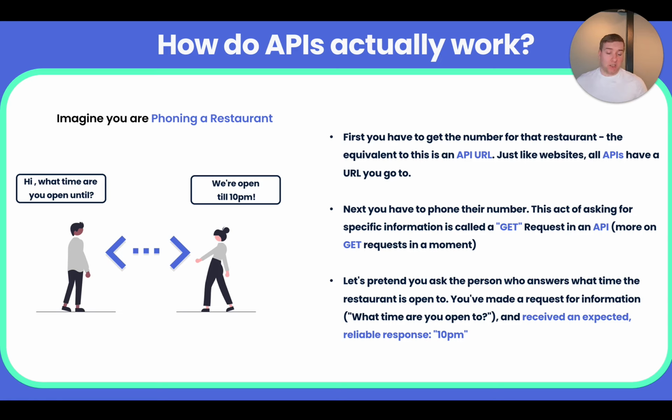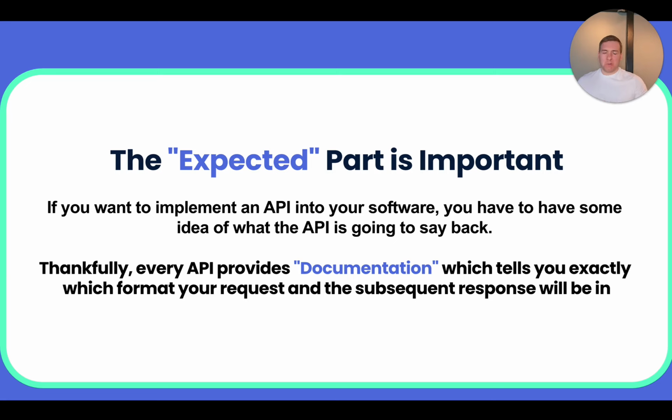And of course, the person on the other end of the line, the waiter, waitress, whoever, they're going to reply, we're open until 10 p.m. Brilliant. So we've just made a request for information, what time you open to, and we've received an expected reliable response, 10 p.m. So what do we mean by that expected part? Well, this is pretty important.